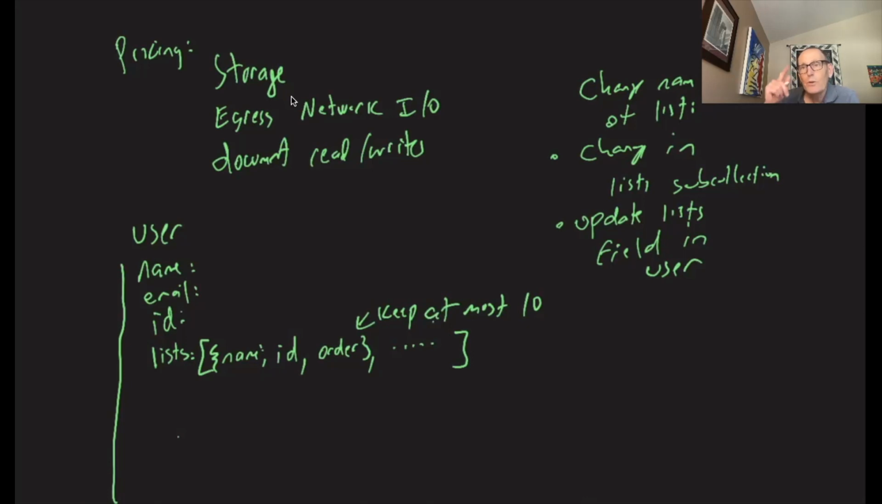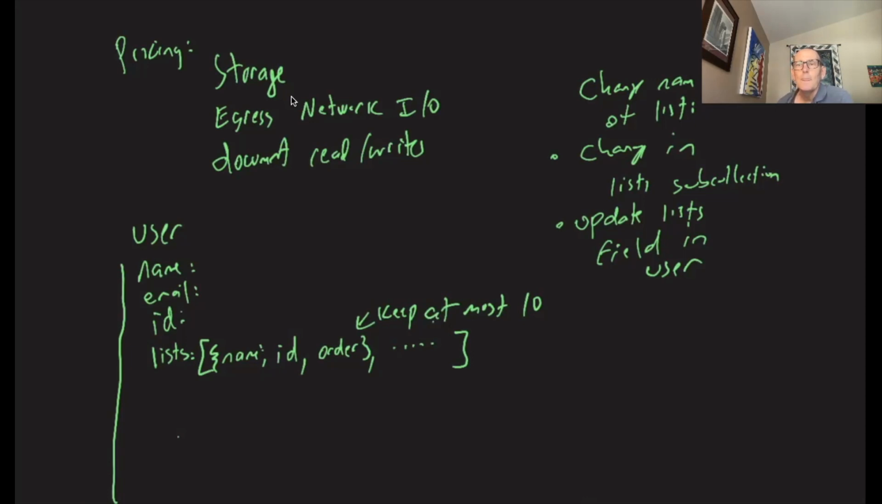Similarly, if we change the order of the lists, we have to change the order that they're going to appear. And that may require changing all of them to update the order. Let's say we moved the last item in the list, the 10th item, to be the first item. Right, so now the order, instead of being 1, 2, 3, 4, 5, 6, 7, 8, 9, 10, is 10, 1, 2, 3, 4, 5, 6, 7, 8, 9. So we've got to go change the order of each of these.